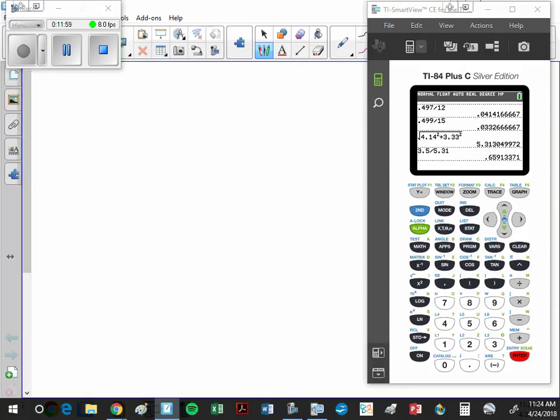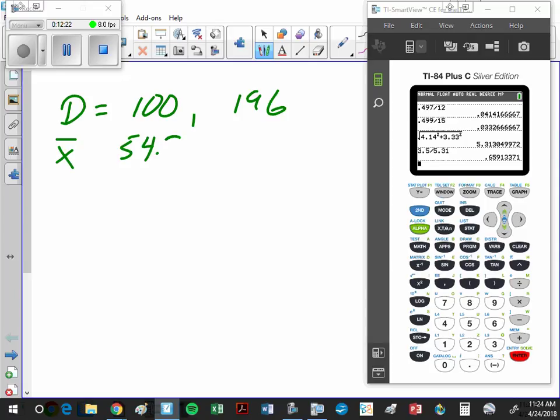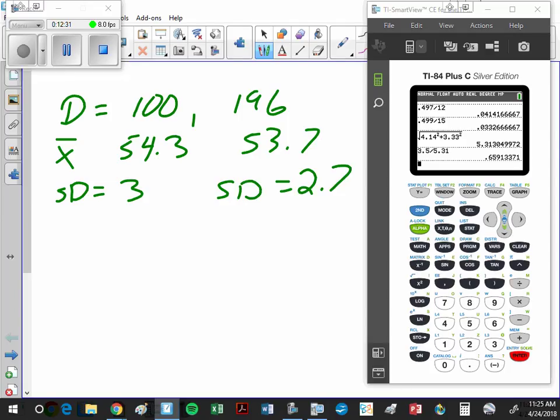Okay, last one. The height of 100 women in Colorado and 196 women in Utah is taken. The Colorado women average 54.3. So n is 100 or 196. And the x bar is 54.3 or 53.7. An SD of 3 and an SD of 2.7.